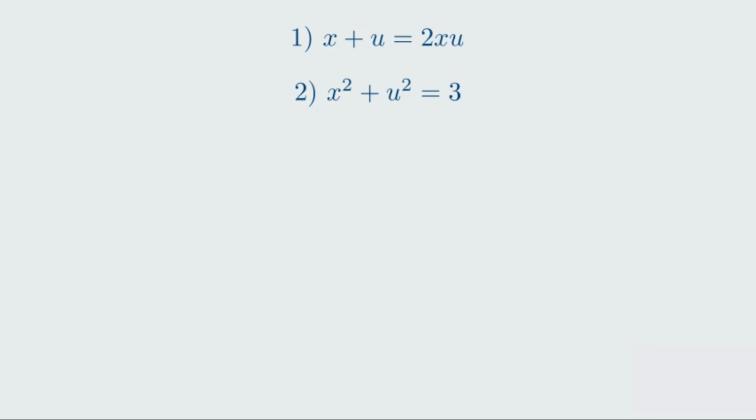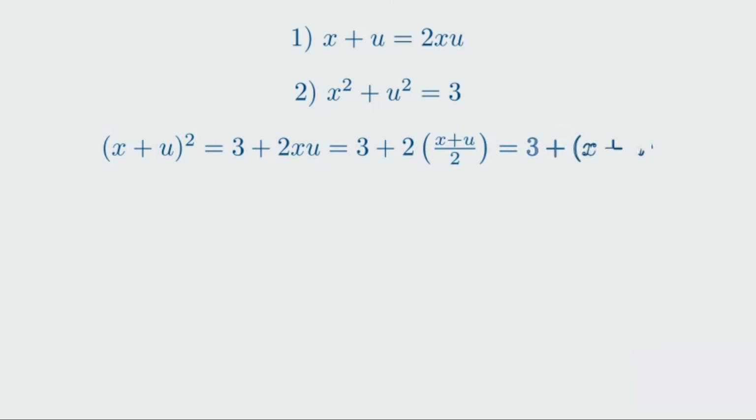Substituting this in, x plus u squared equals 3 plus 2 times x plus u over 2, which simplifies to x plus u squared equals 3 plus x plus u. Let's make a substitution here. Let s equal x plus u. We get s squared equals 3 plus s, which we can rearrange to the quadratic s squared minus s minus 3 equals 0. Using the quadratic formula, s equals 1 plus or minus the square root of 13, all over 2. We have two possible sums, and we must check them against our original problem.